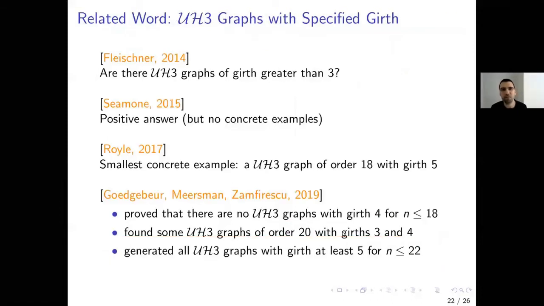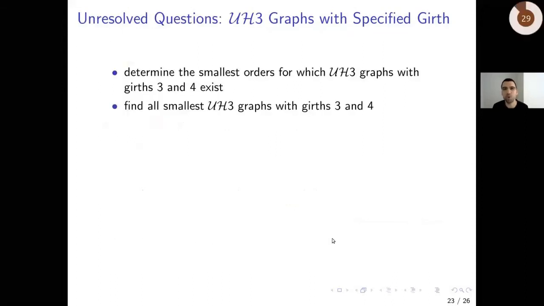So now we move on to another application, which is about an unresolved question regarding uniquely Hamiltonian graphs of minimum degree 3 with specified curve. There are several papers about this topic, and we chose two unresolved questions to tackle. The questions were, first, to determine the smallest order for which uniquely Hamiltonian graphs of minimum degree 3 with girth 3 and 4 exist. And second, we would like to find all such smallest graphs.